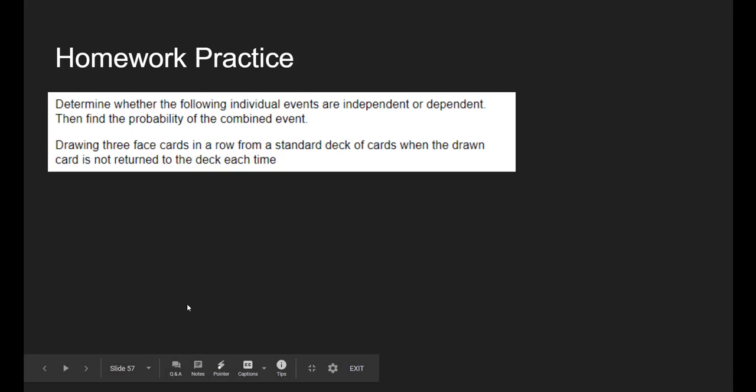So I'm making one more video about an example problem from 7b. In this problem, we want to determine whether the following individual events are independent or dependent. Then we want to find the probability of the combined event. The event that we're looking at would be drawing 3 face cards. So remember, face cards would include your jack, queen, and kings.